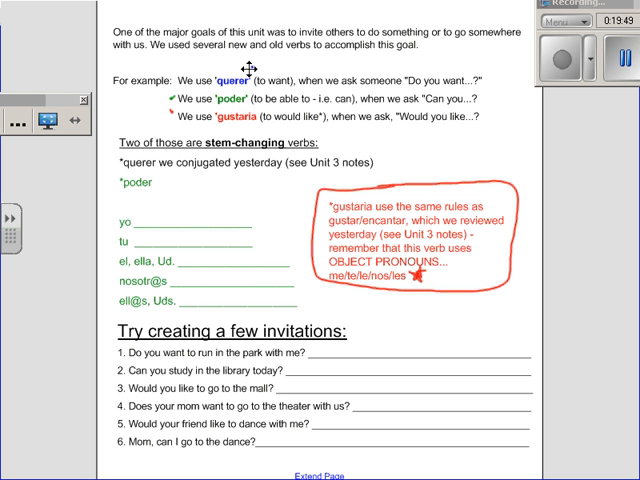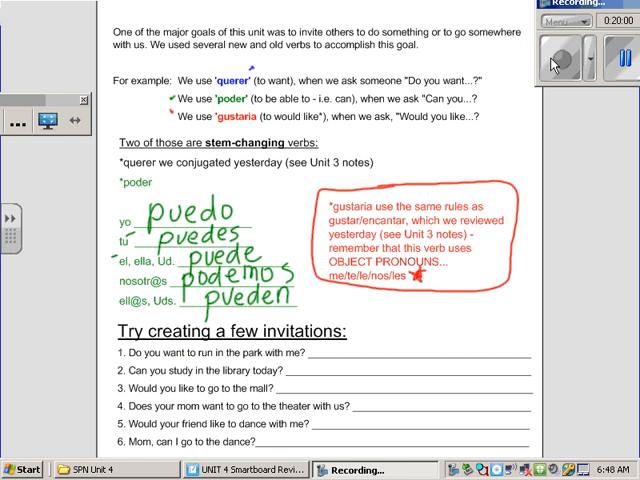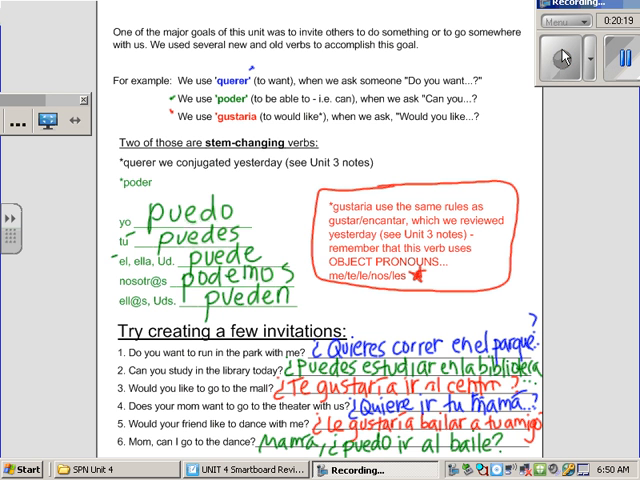Okay? So querer we conjugated yesterday. You can see your Unit 3 notes. Poder is the only one that we need to conjugate now. Press pause and try it, remembering it is a stem-changing verb. Okay, so I can or I'm able to. Yo puedo. Our other forms are tú puedes, él, ella, usted puede, nosotros podemos, and ellos, ustedes pueden. Here's a few invitations using either querer, poder, or gustaría. Try them out. Press pause.